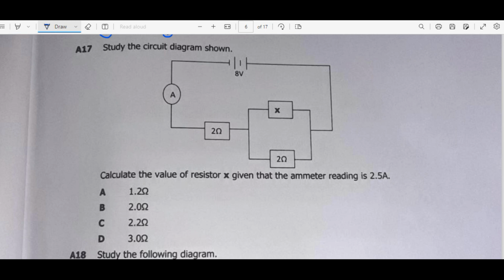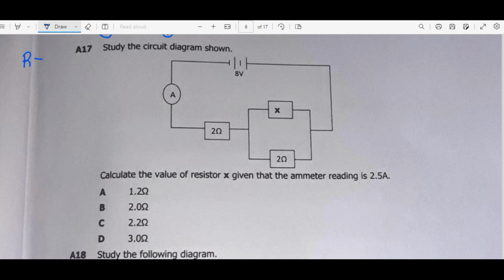17. Study the circuit diagram shown. Calculate the value of resistor X given the ammeter reading is 2.5. So we have so many ways in which we can solve for the value of X. Okay, let's look at the first one. We are going to find the total resistance of this circuit since we have the total current and total voltage.